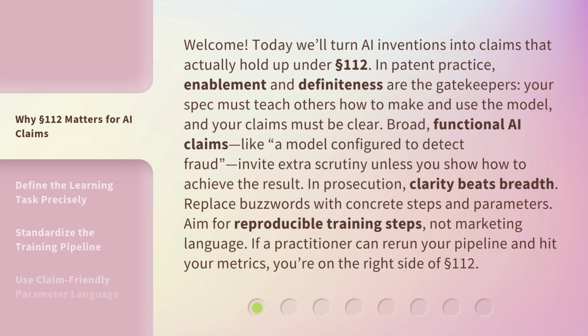In patent practice, enablement and definiteness are the gatekeepers. Your spec must teach others how to make and use the model, and your claims must be clear. Broad, functional AI claims, like a model configured to detect fraud, invite extra scrutiny unless you show how to achieve the result. In prosecution, clarity beats breadth.